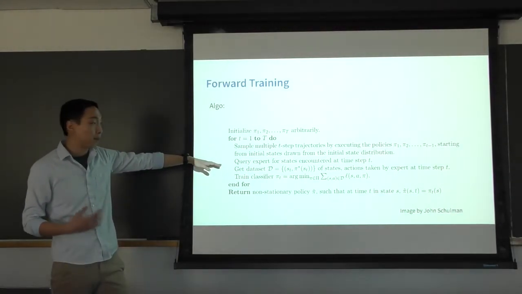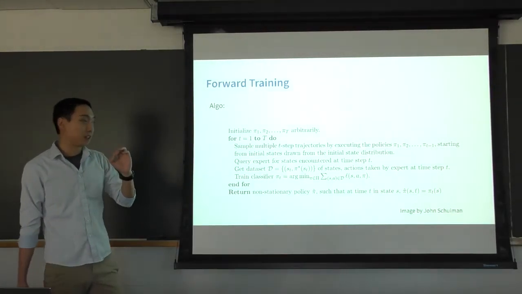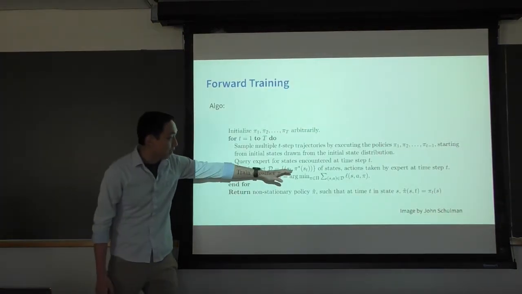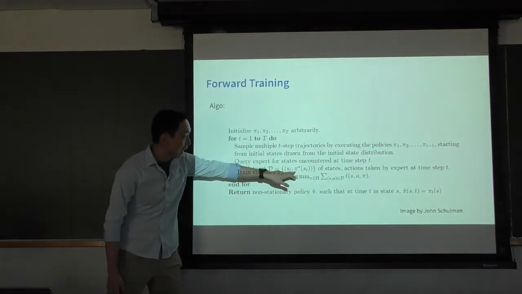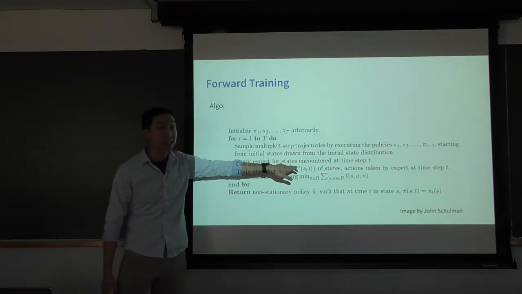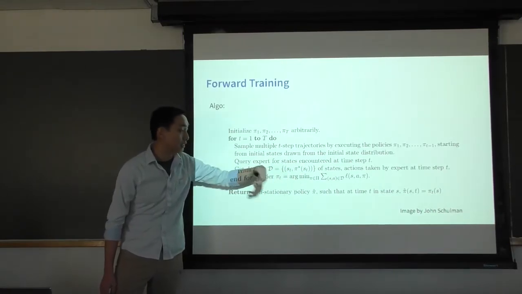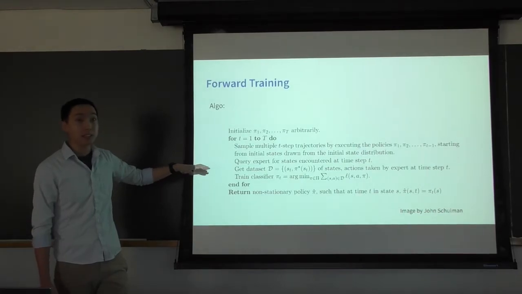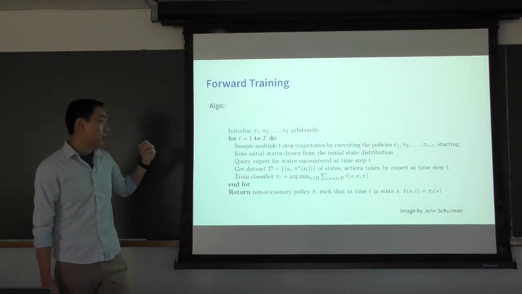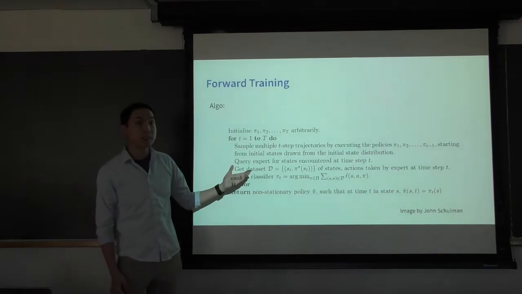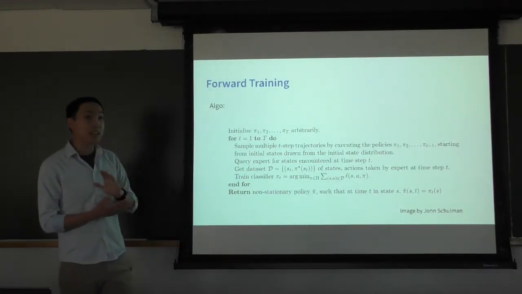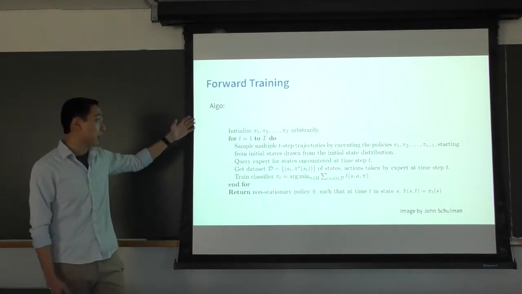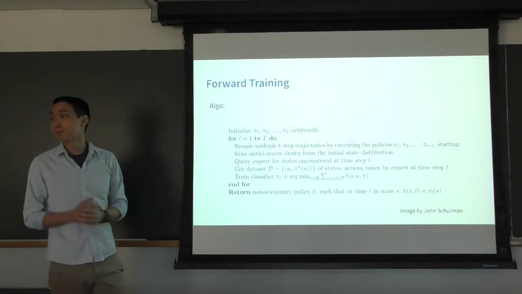And at every single time step T, you go and ask the expert, hey, what should I do in this case? And the expert gives you a state and an action. So this action comes from the expert policy, that's the pi star. And the state is the state as induced by you. And you train a classifier based on the state given so far. But you need to note that this policy is non-stationary. So this policy does not only take in state as an input, it also takes in time as an input. So that's what allows us to learn T different policies.